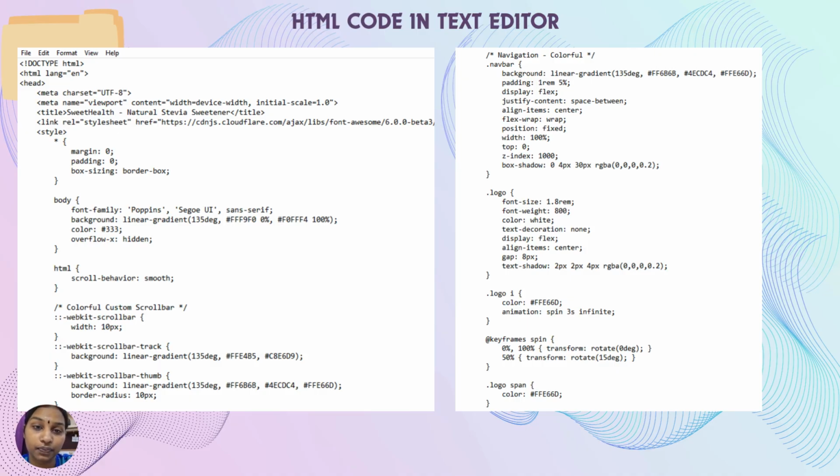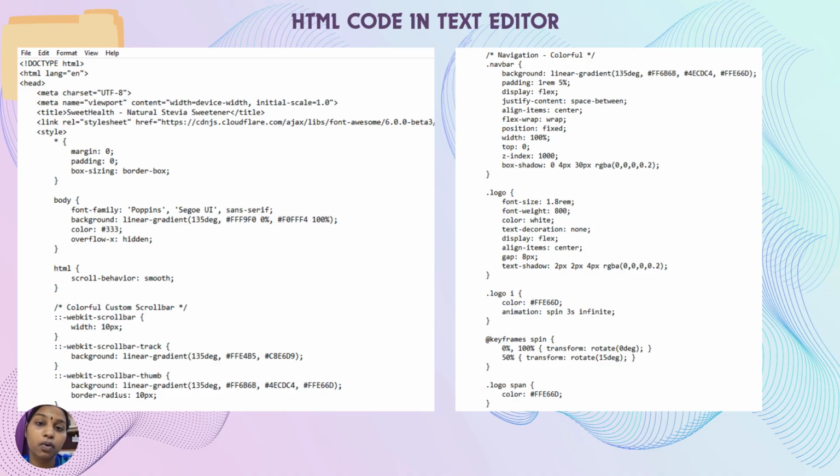The third is a sticky, colorful navigation bar. Moving to the right panel, you can see the CSS for our navigation bar. We're also using our signature brand color to make our header pop. Technically, we apply position fixed with a z-index of 1000. This ensures that as users scroll through our Stevia products, the navigation remains pinned to the top of the screen for seamless browsing.